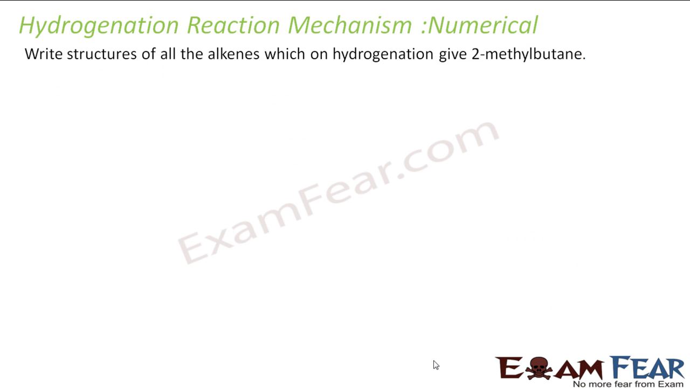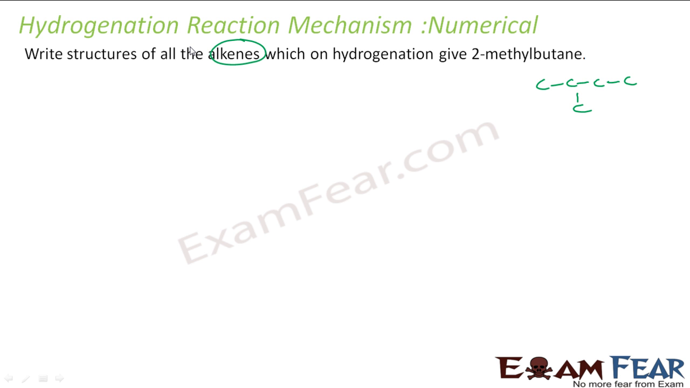With this, let's take one numerical on this. Write all the structures of all the alkenes on which hydrogenation gives 2-methylbutane. So I have got 2-methylbutane, that means I have got something like this: butane, and at position 2 I have a methyl. So I have to write the structures of all the alkenes. Alkenes, please note, only alkenes, that means only a double bond.